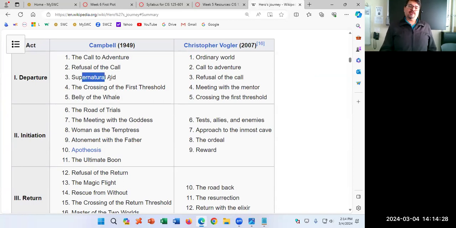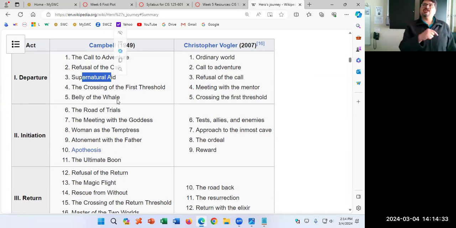If you have selected supernatural aid, okay, write a little bit about how your character got supernatural aid. What does that fully mean? Read the article.